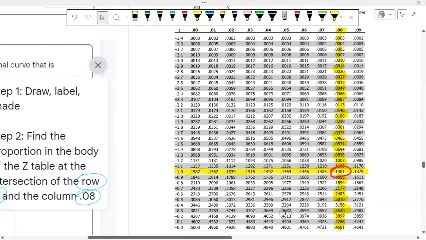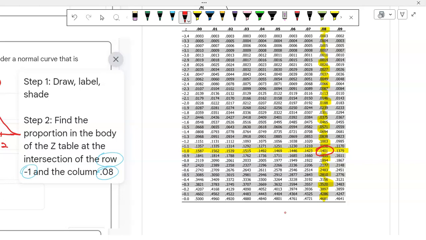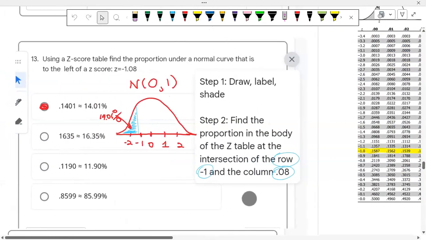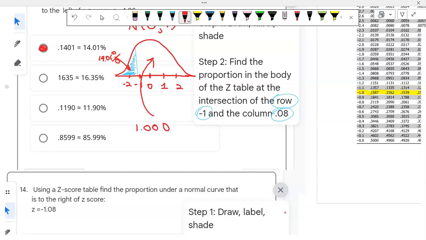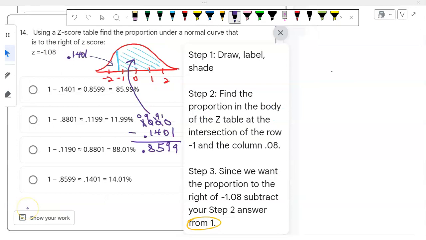Okay, so we already know what that value is from the previous problem, 0.1401. And then I'm going to take that from 1 to get this area. So this area is going to equal 1 subtract 0.1401. Okay, so this was the area that we got in the previous one.